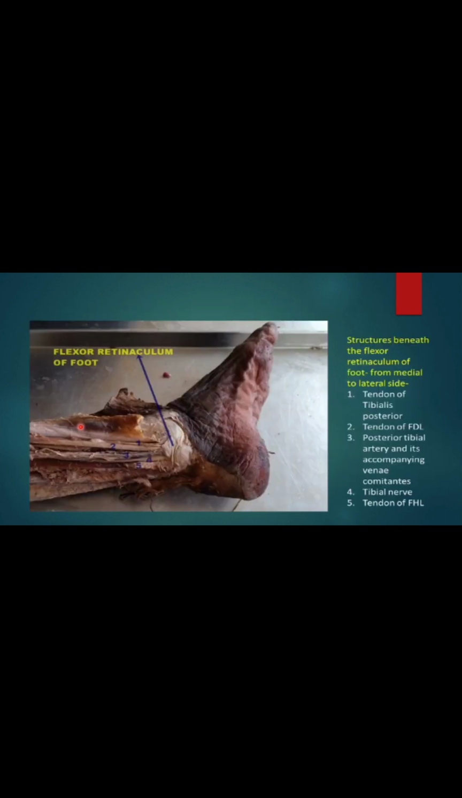So we'll identify the structures again. The 1 denotes the tibialis posterior tendon, the 2 denotes the tendon of flexor digitorum longus, 3 shows the posterior tibial artery, and along with that you have also the accompanying vena comitans. 4 is the tibial nerve and 5 is the tendon of flexor hallucis longus.